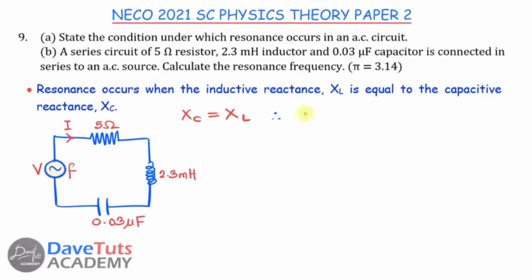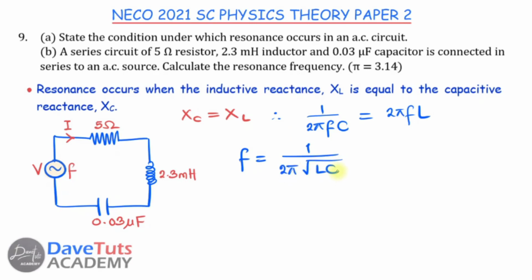That means we are saying that XC, which is 1 over 2 pi FC, is equal to XL, which is 2 pi FL. So if you cross multiply and rearrange, we are going to get that the frequency, which is the resonance frequency, is nothing but 1 over 2 pi multiplied by the square root of LC. Students, you can lay your hands on this and try to get the formula out. But starting from where we are coming from, the resonance frequency is given as this.